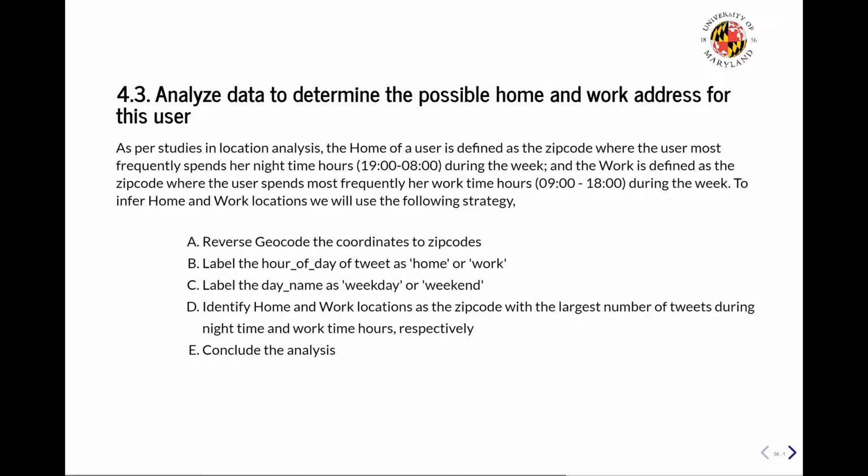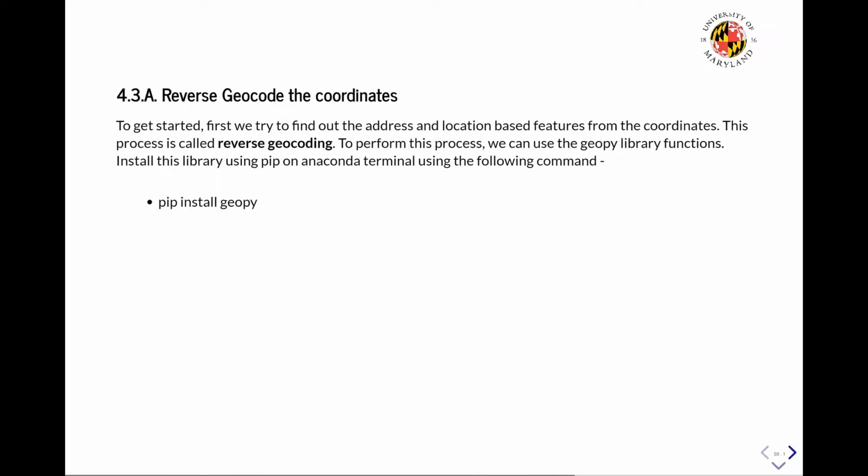We follow a series of steps to infer the home and work location. First, we will learn reverse geocoding. Then we'll classify hour of day as home or work. And then we'll classify day name as weekday or weekend. Later on, we'll identify the home and work locations by finding the max tweets at home and work hours. Now, to get started, we'll first install GeoPy.